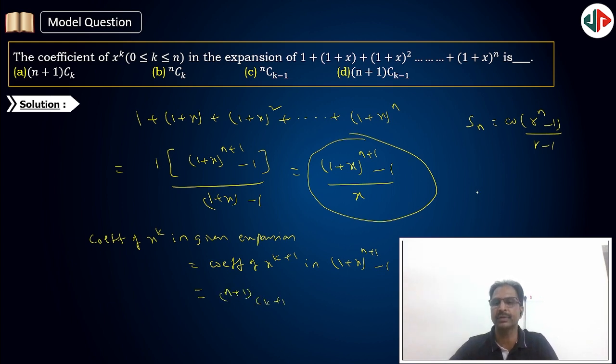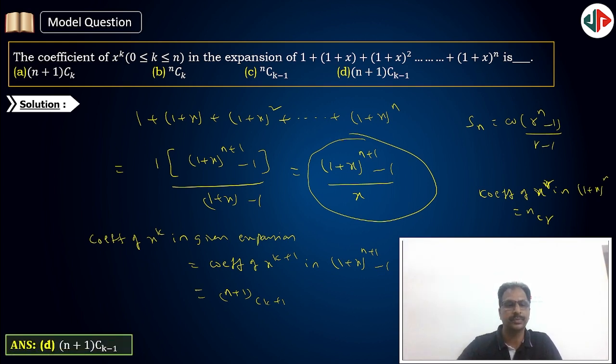Because already I told you, the coefficient of x power r in (1 plus x) whole power n is nCr. So the answer is n plus 1 C k plus 1. Option D is given, but instead of k minus 1, you should take it as k plus 1. Okay.